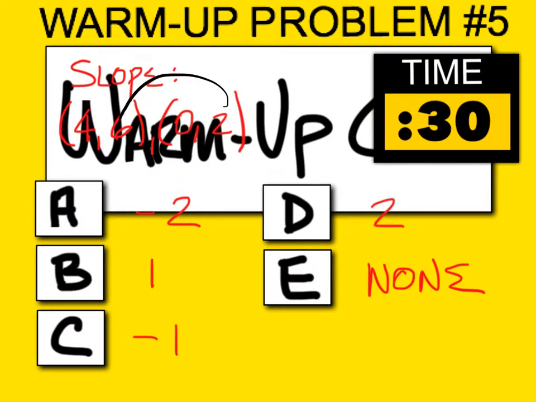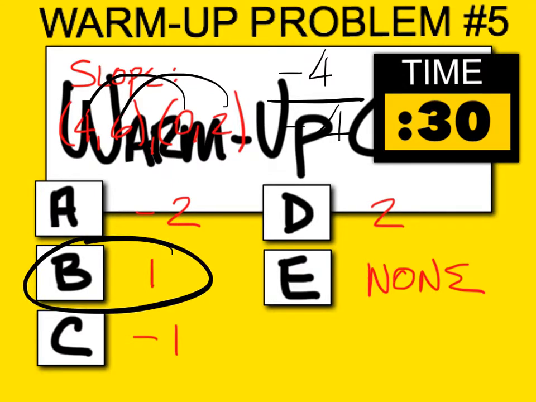Number 5, 2 minus 6 is negative 4. 0 minus 4 is negative 4. That is a positive 1. B.